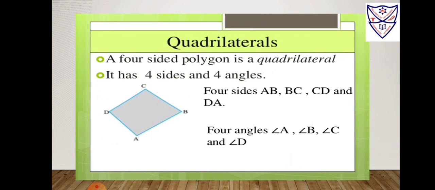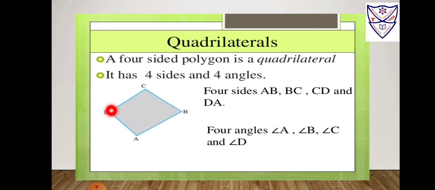Quadrilaterals. What is a quadrilateral? A quadrilateral is a type of polygon with four sides. A four-sided polygon is a quadrilateral. It has four sides and four angles. So which are the four sides? AB, BC, CD and DA. Four angles: angle A, angle B, angle C and angle D. So these are the four sides and angles. Sides means what, students? The line segments that form a polygon are called the sides of the polygon.